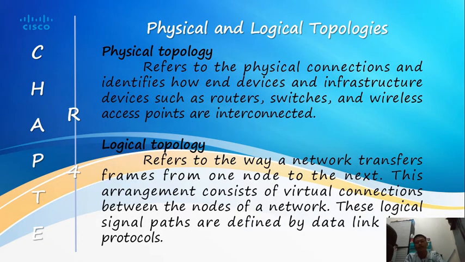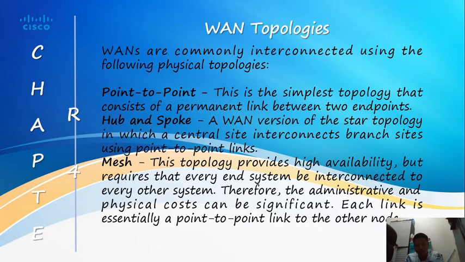Physical and logical topologies. Physical topology refers to the physical connection and identifies how end devices and infrastructure devices such as routers, switches, and wireless access points are interconnected. Logical topology refers to the way a network transfers frames from one node to the next. This arrangement consists of virtual connections between the nodes of a network. These logical signal paths are defined by the data link layer protocol.